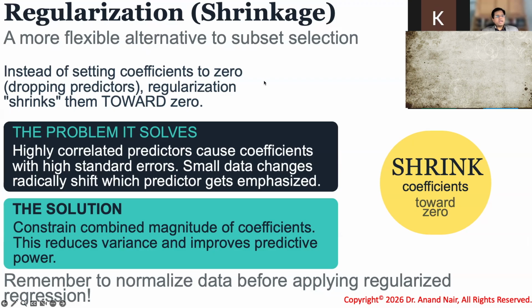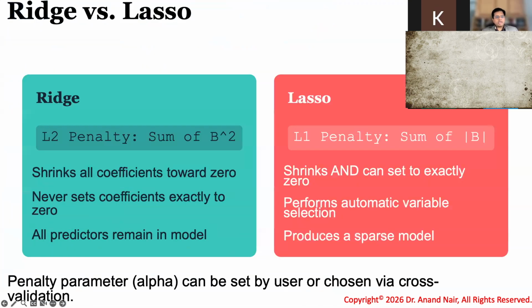Now, for any regularization that we do, we always have to normalize the data before we run it. We don't have to do that with what we just talked about in forward selection and those things. But in this case, it is always necessary to normalize the data before doing any of these regularized regressions. At a high level, there are 2 types of regularized regression. One is called Ridge and the other is called Lasso, and there are 2 variants of each, which we'll talk about.